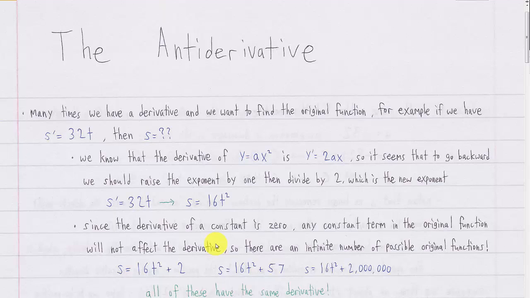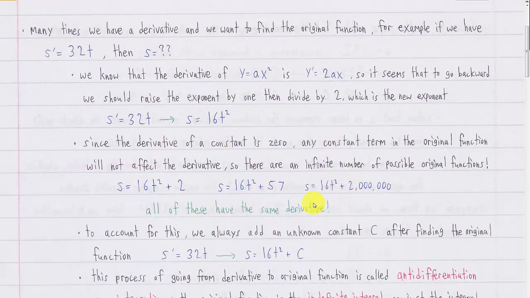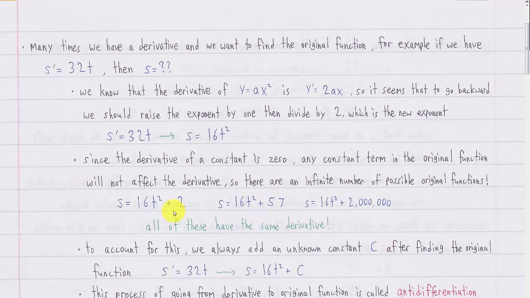So to make up for this fact, we just add an unknown constant c when we find the original function. This c is called the constant of integration. So instead of writing 16t squared, we write 16t squared plus c. The c makes up for the fact that plus any constant, the derivative will still be the same.